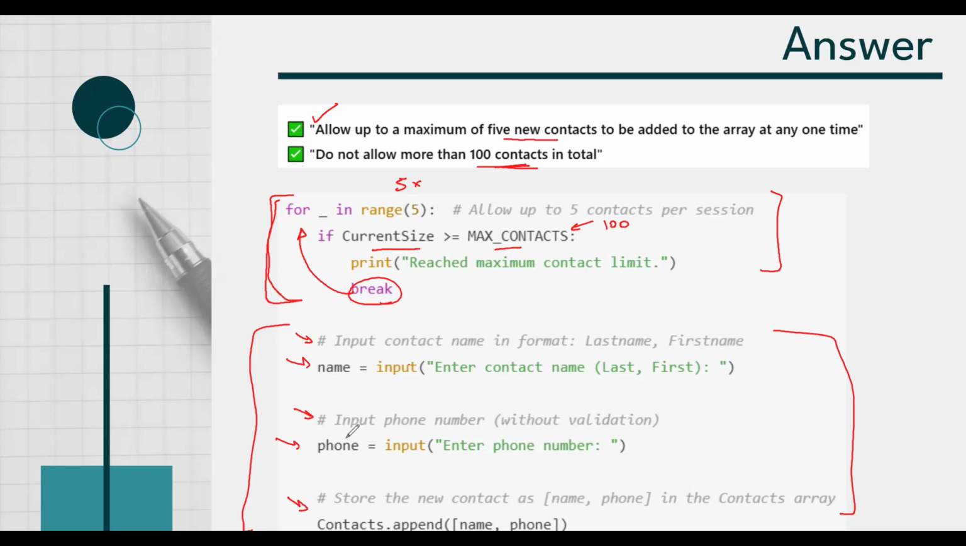So it means that at any time in the middle of accepting the 5 contexts, if the current size reaches 100, we stop. We don't accept any more names or phones, okay? So this portion satisfies this requirement, and this loop satisfies that requirement, okay? I hope I made it clear. Now let us move to the next.